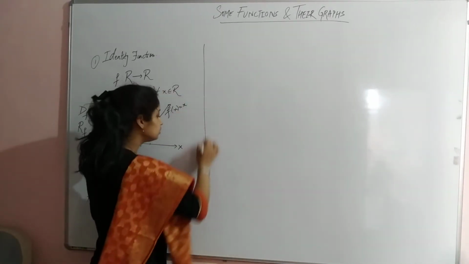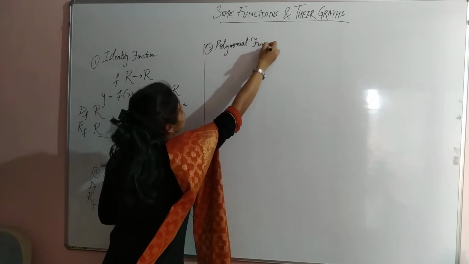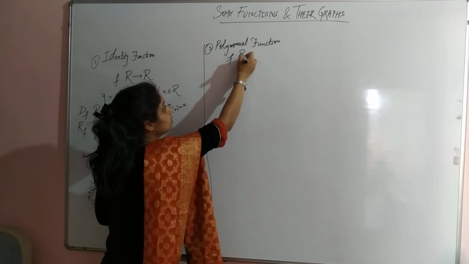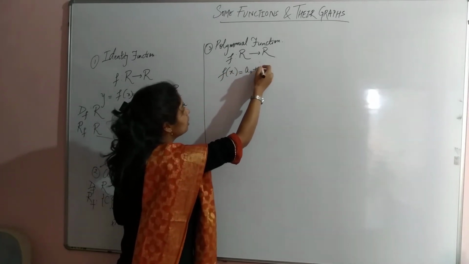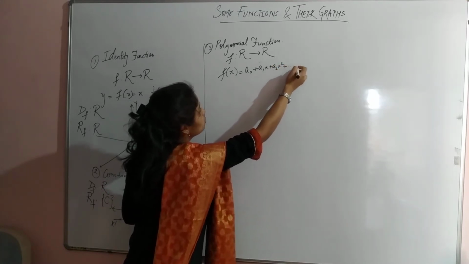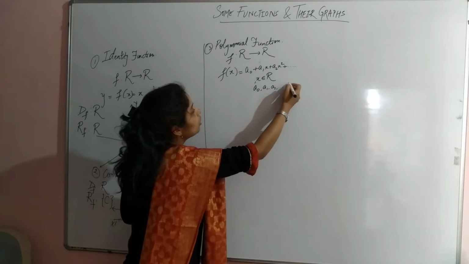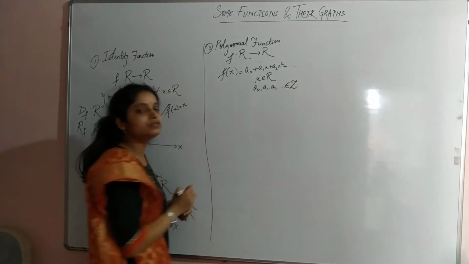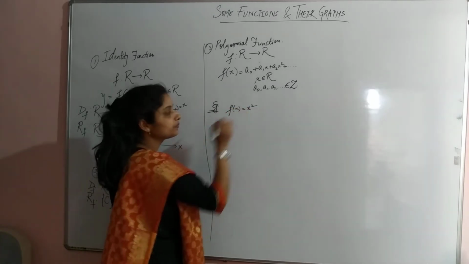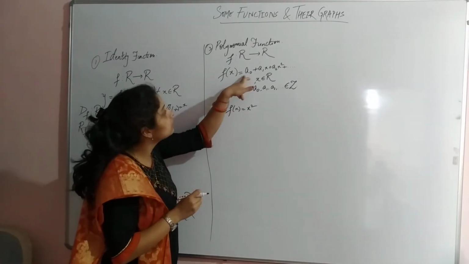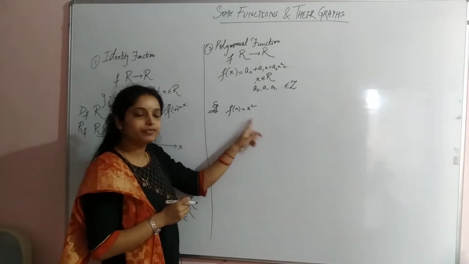Now, the third type is the polynomial function. A polynomial function f from R to R is defined as f(x) = a0 + a1x + a2x² and so on, where x belongs to the set of real numbers and a0, a1, a2 all belong to the set of integers. Let us take one example. Let f(x) = x². This is also a polynomial function. If we take a0 and a1 as 0 and a2 as 1, then we get this polynomial function f(x) = x².